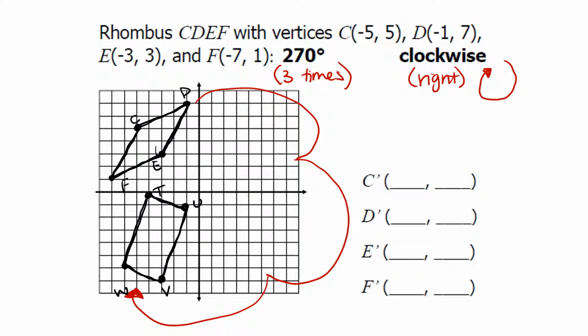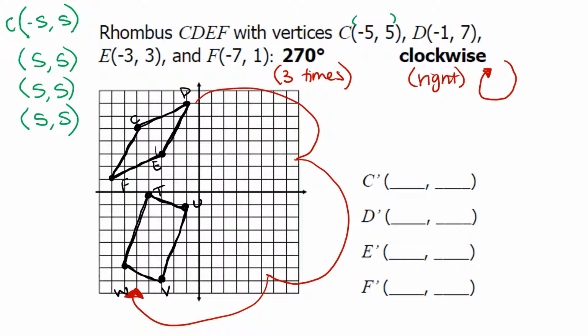For our actual points, we want to turn them 3 times. So for C, we are starting at -5, 5. If I turn those points 1 time, it's still 5, 5. 2 times is 5, 5. 3 times is 5, 5. Notice I dropped the negative sign. That's okay. We will put it back in the correct location at the end.